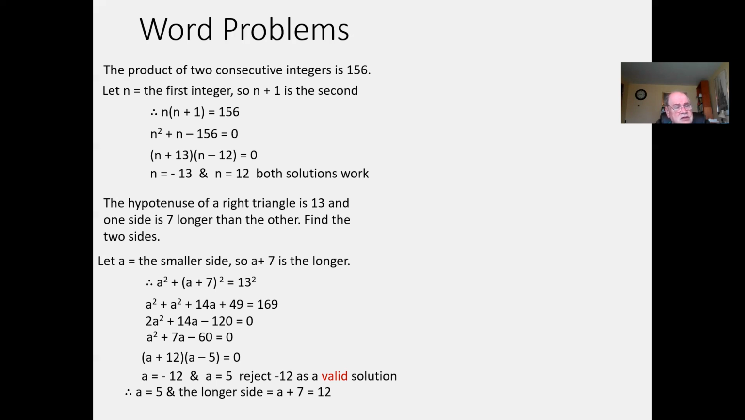Although they will both solve the equation mathematically, the -12 makes no sense because of the geometry of the problem. You can't have a negative length to a triangle. So it is a mathematical solution, but it is a pure math solution, not an applied math solution. So we rejected that solution as being invalid, and we're just left with the side of 5. What a funny coincidence.